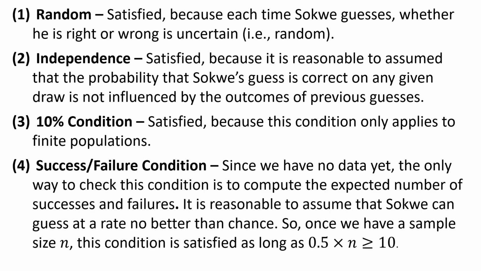The success failure condition here is a bit tricky. So since we have no data yet, the only way to check this condition is to compute the expected number of successes and failures. So it is reasonable, for example, to assume that Sakwe can guess at a rate no greater than chance. So once we have a sample size n, this condition can be satisfied as long as 0.5 times n is at least 10. So we have to figure out what our sample size is first in order to determine whether this condition is satisfied.